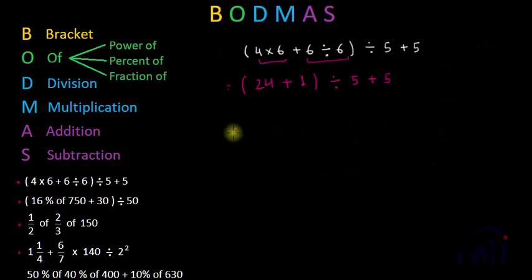Still we have to solve this bracket. So 24 plus 1 is 25, then this division sign, and then 5, and then plus 5. So first we have to perform this division because division has higher priority than addition, which is over here. So 25 divided by 5 will give you 5, this plus, and this 5. So this will be equal to 10. So the solution of this expression, or the value of this expression, is actually 10.